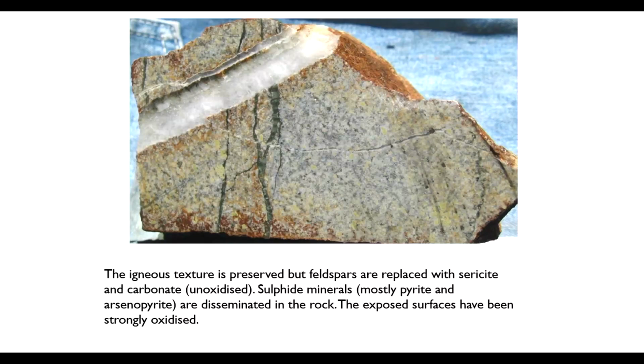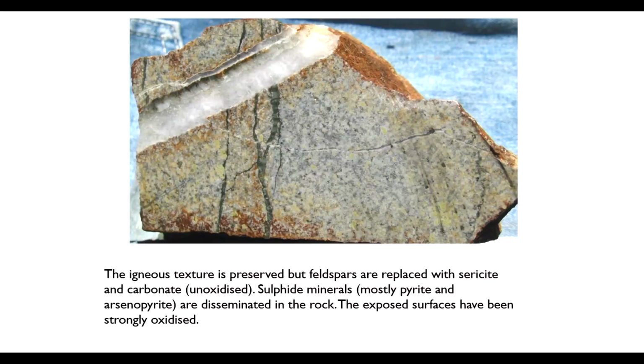Here's another broad example. We have feldspars replaced by muscovite and carbonate. And then we also have some sulfide minerals, pyrite and arsenopyrite disseminated in the rock and then have been strongly oxidized. So this is just a broad example of carbonate.